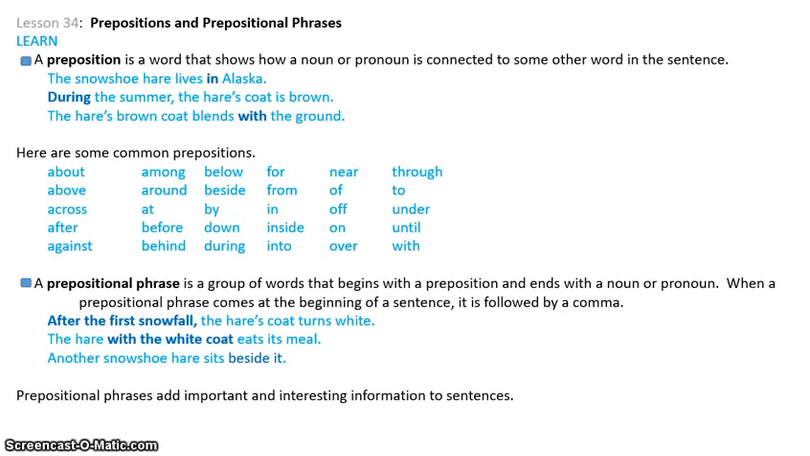Okay, a preposition is going to be a little word. Now, a prepositional phrase is a group of words, but all prepositional phrases begin with a preposition. So you first need to know what a preposition is. It says a preposition is a word that shows how a noun or pronoun is connected to some other word in a sentence. Now, it says the snowshoe hare lives in Alaska.